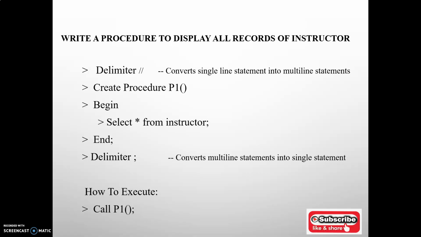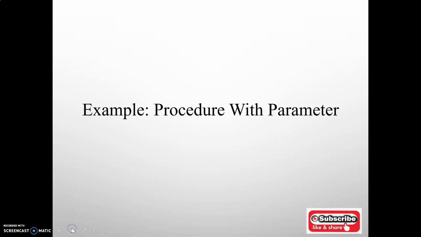Now I will show you procedure with parameters. As I told you earlier, three types of parameters are there: in parameter, out parameter, in out parameter. By default, all parameters are in parameters. Out parameters, whenever we want result back to the variable, then we use out parameter. And in out is nothing but the combination of in and out parameter.